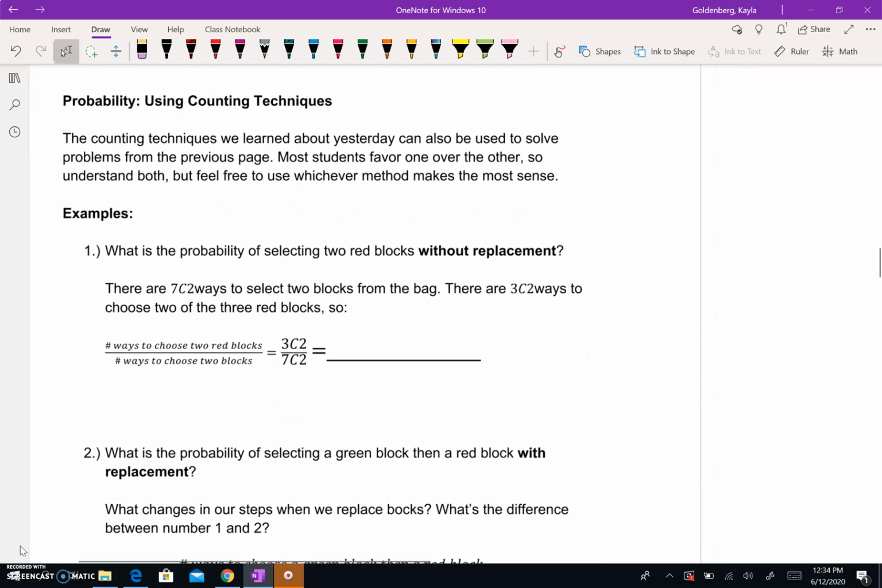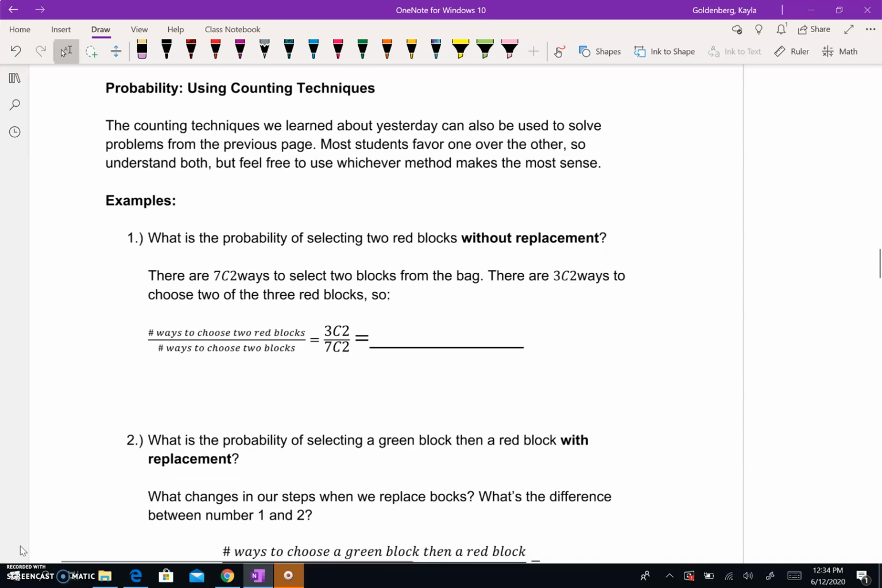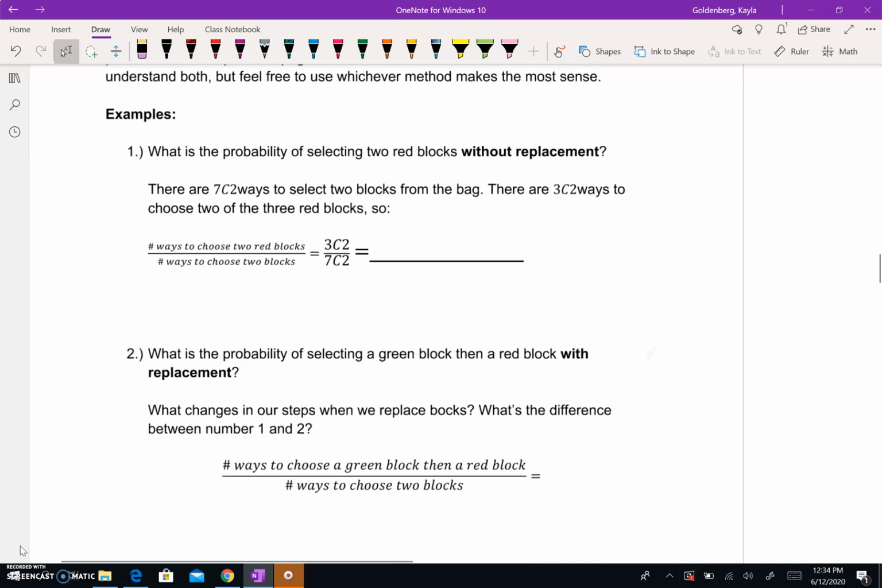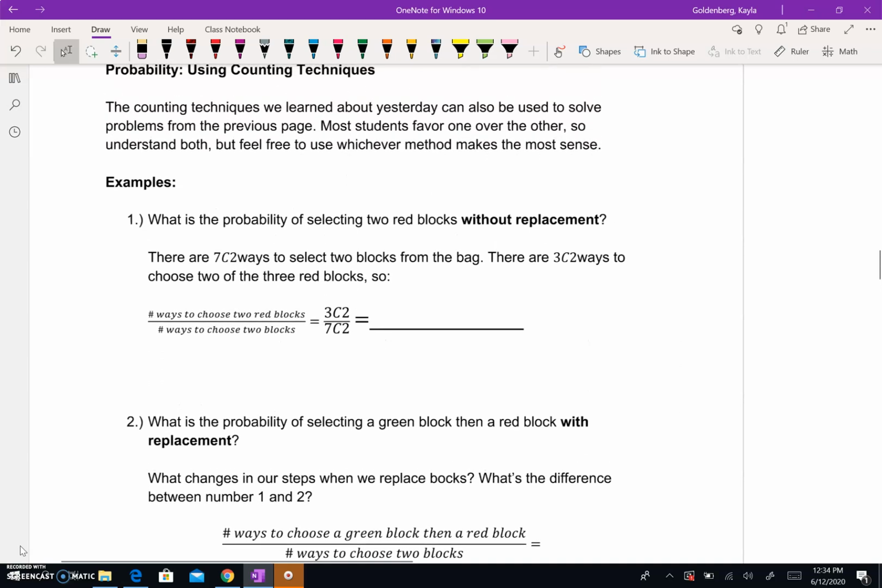Probability using counting techniques. The counting techniques we learned about yesterday, which is using combinations and permutations, can also be used to solve problems from the previous page. Most students favor one method over the other, so understand both and pick the method that you like the most. So what we're going to do is answer those same block problems, but using combinations. And I have it pretty structured out where it helps guide you through it.